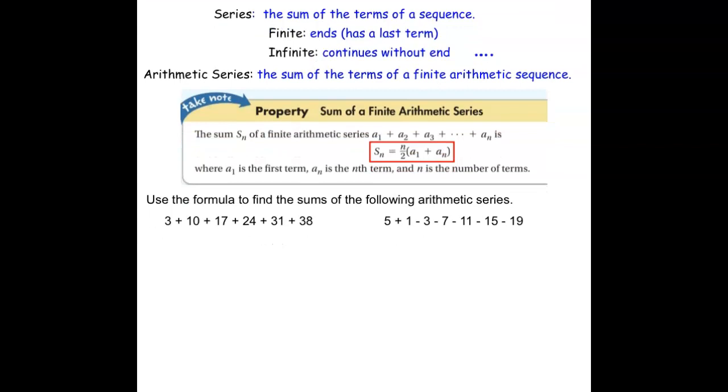So our formula says the sum S sub n for a finite arithmetic series, where we are adding the first term plus the second term plus the third term all the way up to the nth term, the last number. The formula says we have to take n divided by 2 and multiply it to the sum of the first and last. Okay, so n divided by 2, and then we're adding the first term and the last term together.